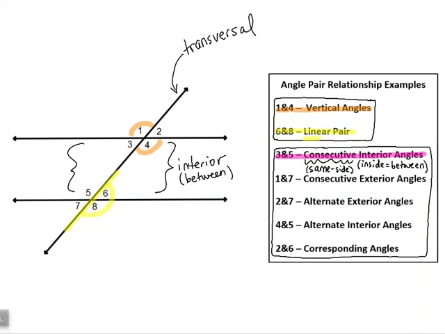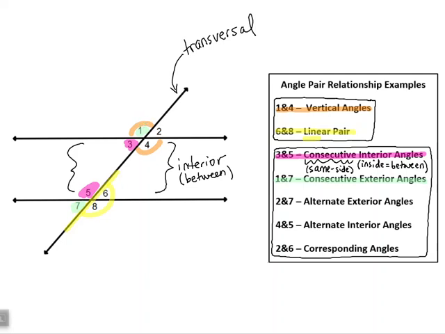So these angles 3 and 5, which are here and here, notice this obtuse angle and this acute angle, that's an example of consecutive interior. Here's the transversal, they're on the same side of it, they're both on the left, and they are between the 2 lines. Then you have the consecutive exterior angles, such as 1 and 7. So here's angle 1 and here's angle 7. Notice again they're on the same side of the transversal. They're both on the left side, but now they're not between the 2 lines, so they are exterior.